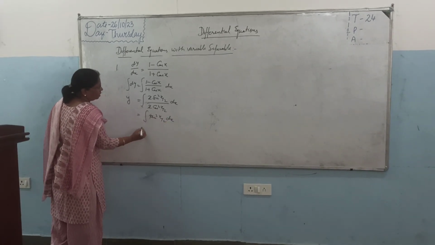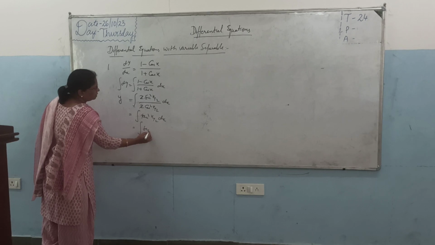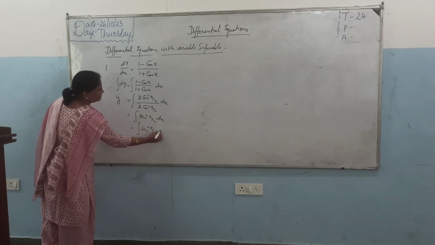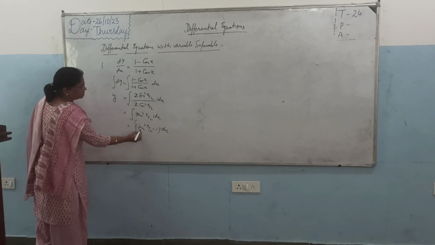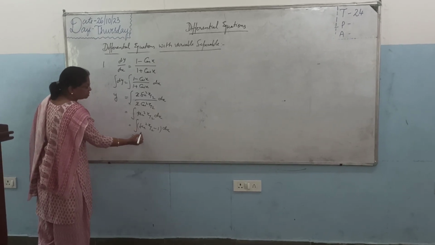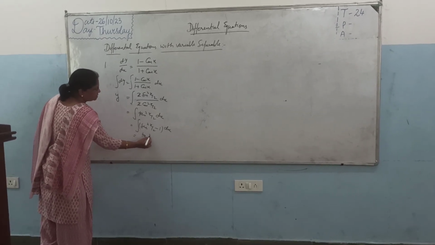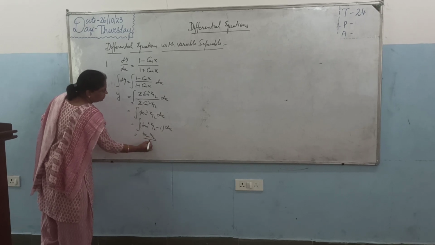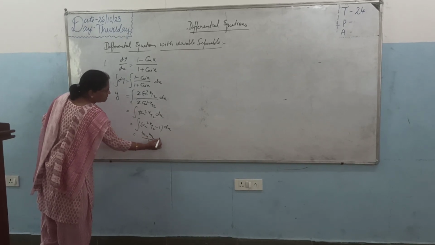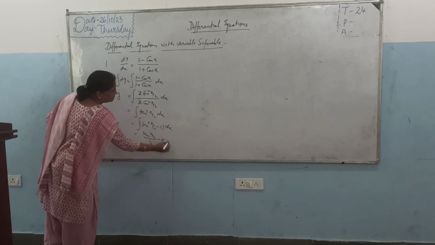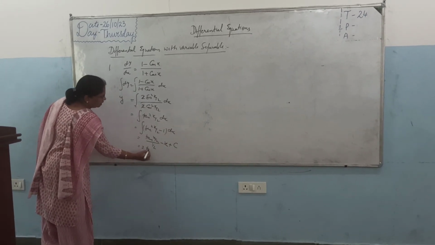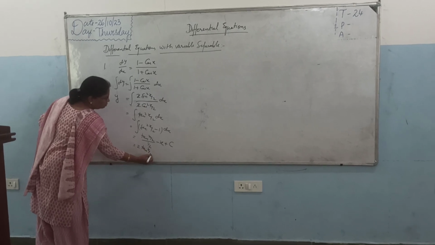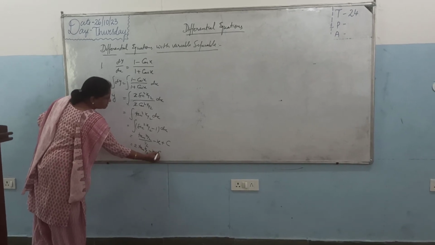Now how to integrate tan square? This can be written as sec square x by 2 minus 1, right? Do the integration of sec square x by 2. This is tan x by 2 upon 1 by 2, and minus integration of 1 is x, and plus constant of integration is c. So this is 2 tan x by 2 minus x plus c.